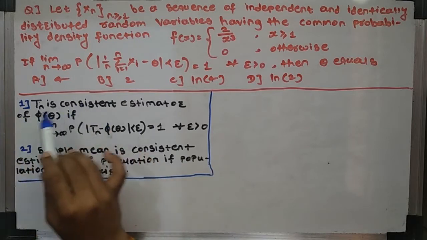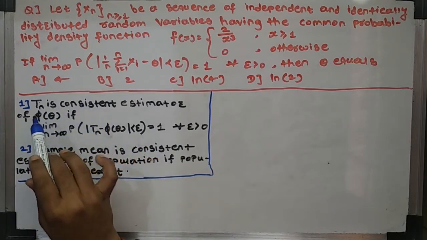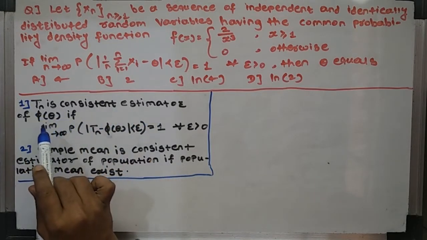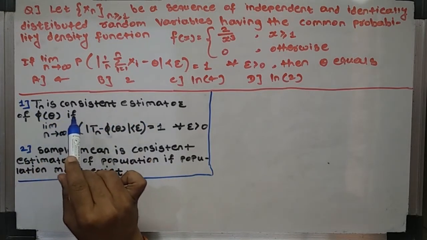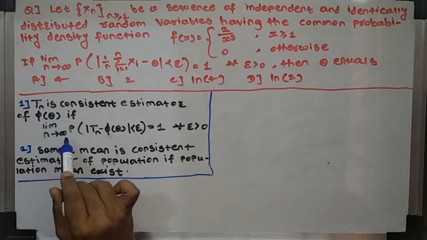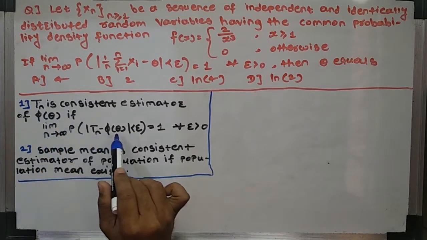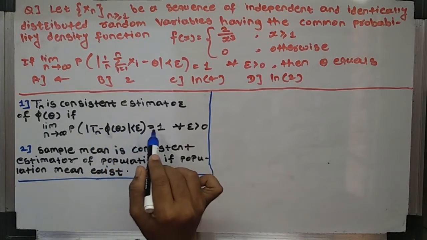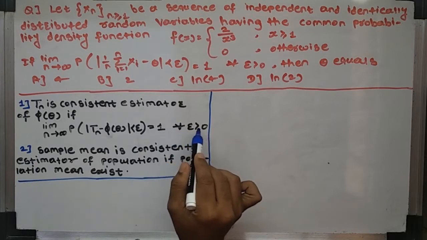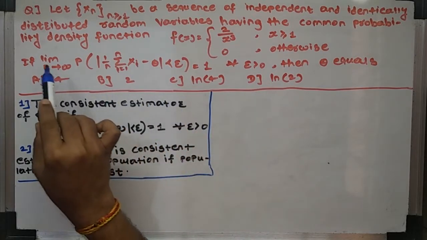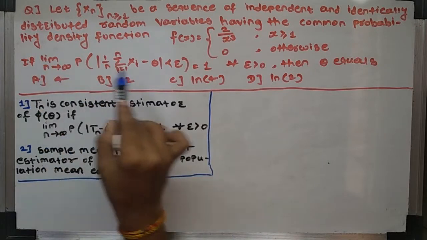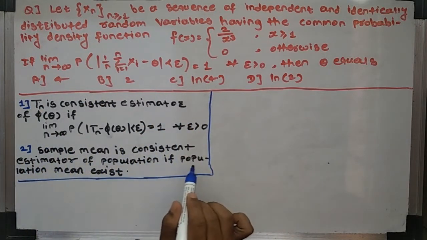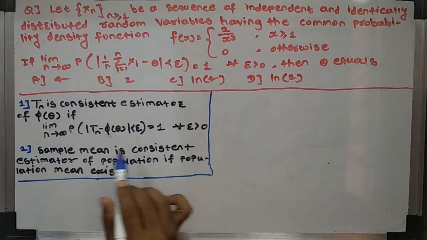The first result is the definition of a consistent estimator. This definition says: Tn is a consistent estimator of psi of theta if the limit as n tends to infinity of the probability that the modulus of Tn minus psi of theta is less than epsilon is equal to 1 for all epsilon greater than 0. Here in the question, this is similar to this. And the second result is, the sample mean is a consistent estimator of the population mean if the population mean exists.